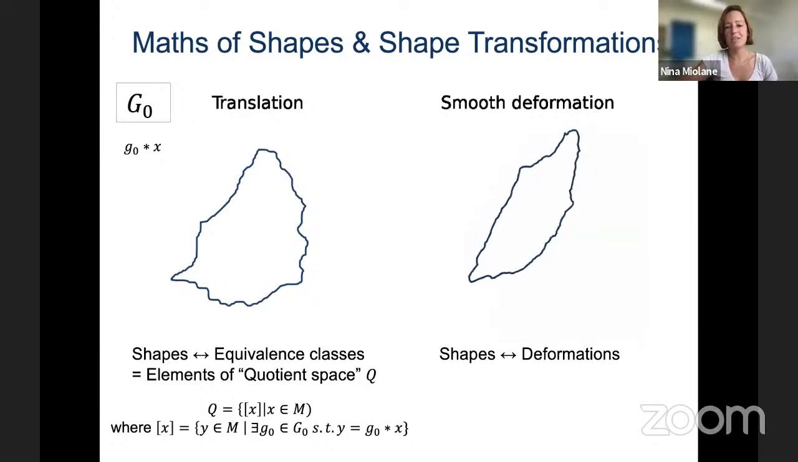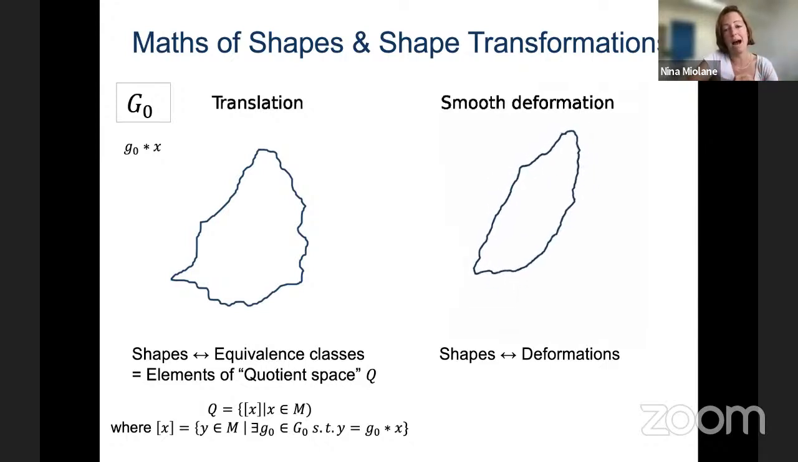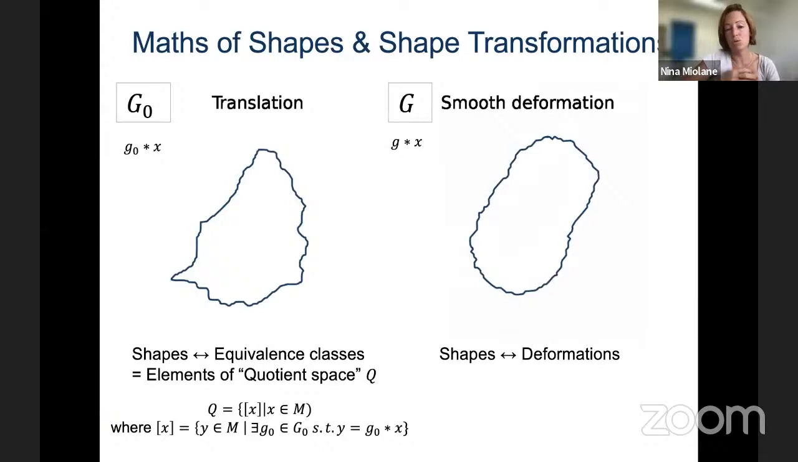Second model of shape is using kind of a differential perspective and saying that we can describe the shape as a deformation from another shape. And so in that case, we define a new group G, that's going to be the group of smooth deformations. Again, it's a group because the identity belongs to it. You can compose deformations.